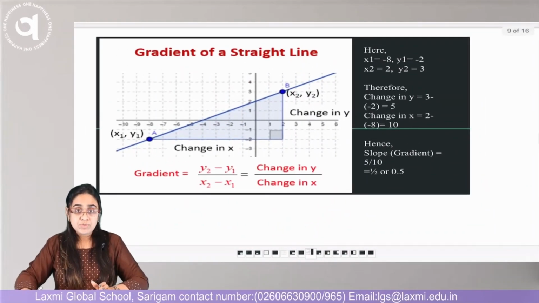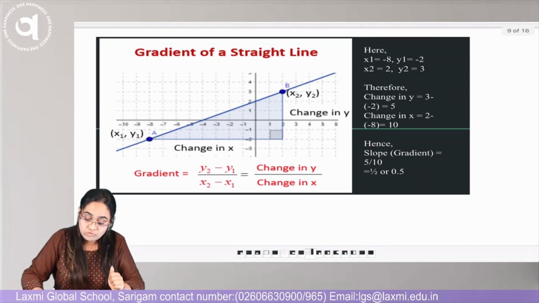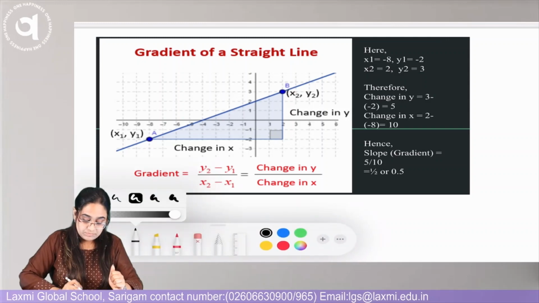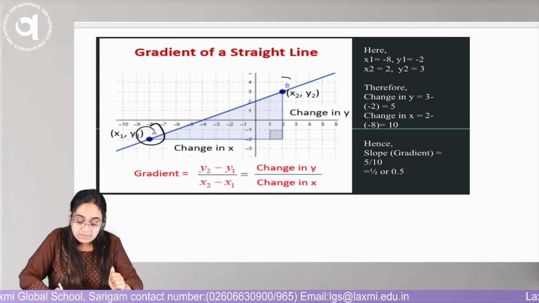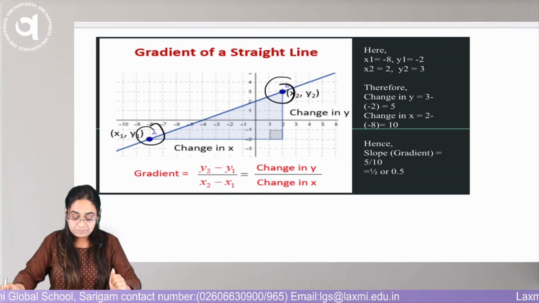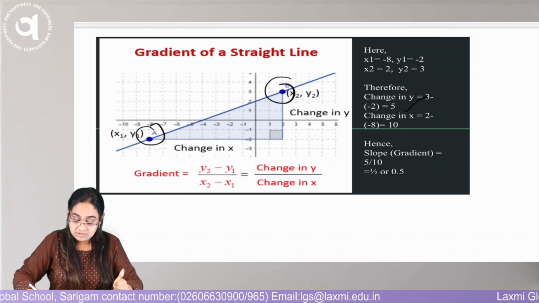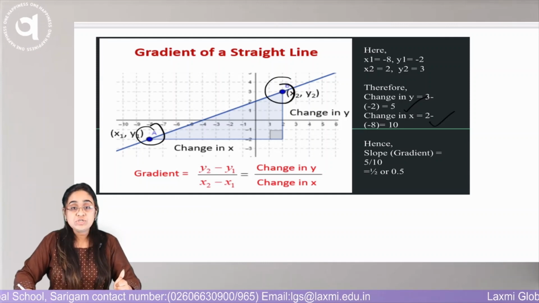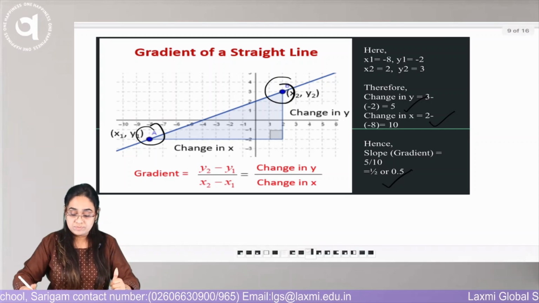Let us take an example to simplify the solution. The gradient of a straight line, we have 2 points, A and B given. A with coordinates x1, y1 as (-8, -2) and B with coordinates (2, 3). The change in y here is 5, change in x here is 10. So, the ratio of y by x gives you 1 by 2 as the slope value.